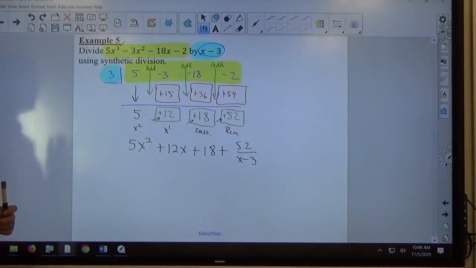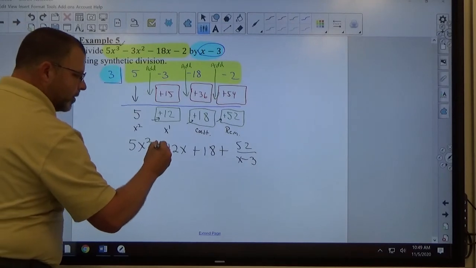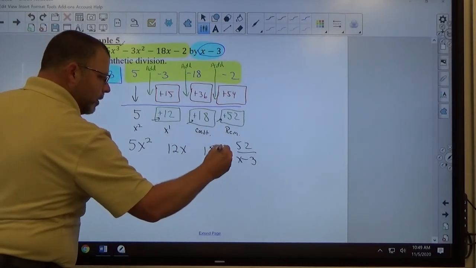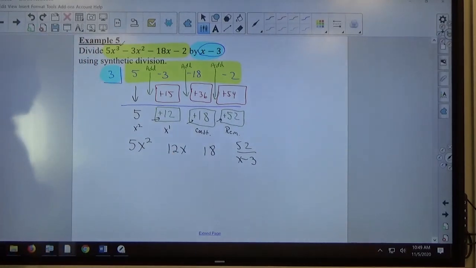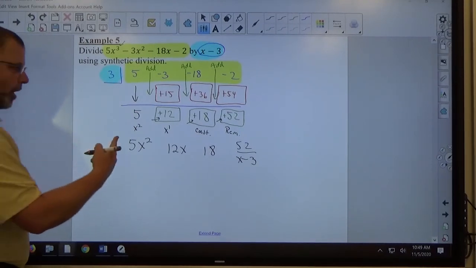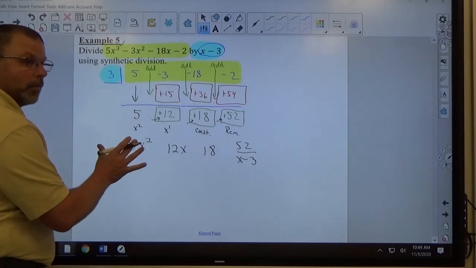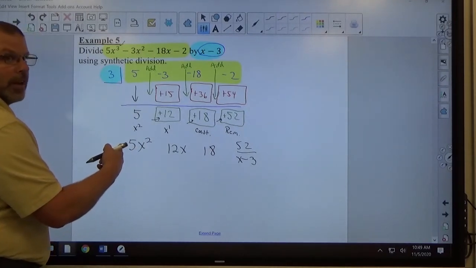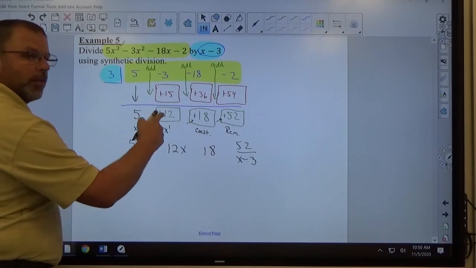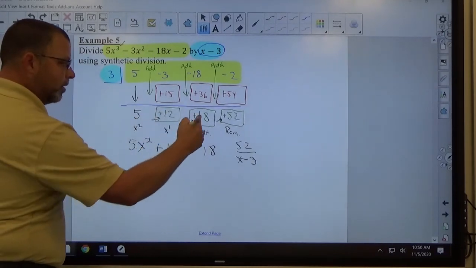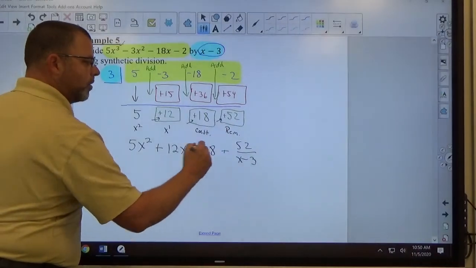A lot of times people start this process with this. They don't write the positive signs. They'll write their answer like this: 5x squared, gap, 12x, gap, 18, gap, 52 over x minus 3, gap. I know what you mean, but that's not the right answer. All right? So make sure that once the first object's been written down, positive or negative, positive doesn't have to have a sign, negative does have to have a sign. After that, everything has to have a sign between it based on the sign of the numbers. So this is positive, put a plus, that's positive, put a plus, that's positive, put a plus.